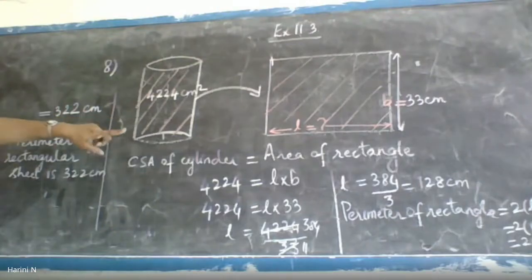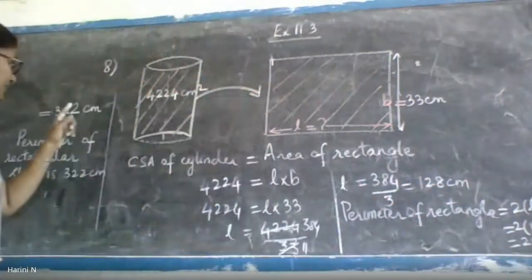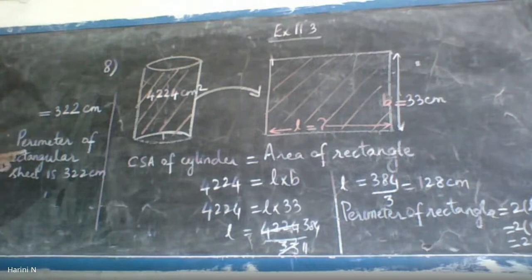322 centimeters is what you get as 2 into 161. Okay, 2 into 161 has become 322. Therefore, perimeter of the rectangular sheet is 322 centimeters.